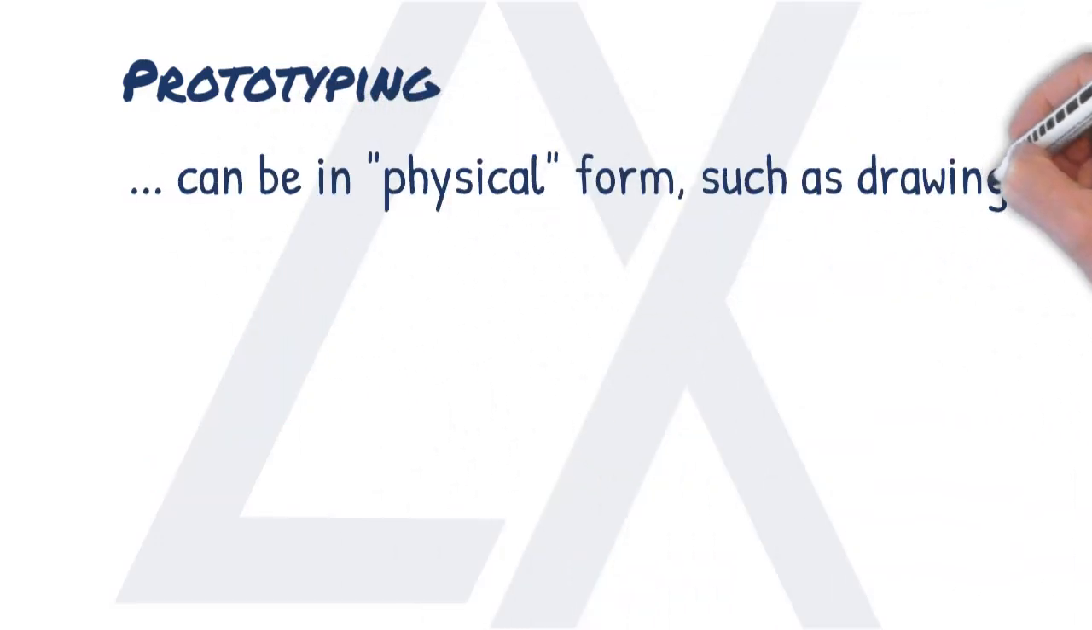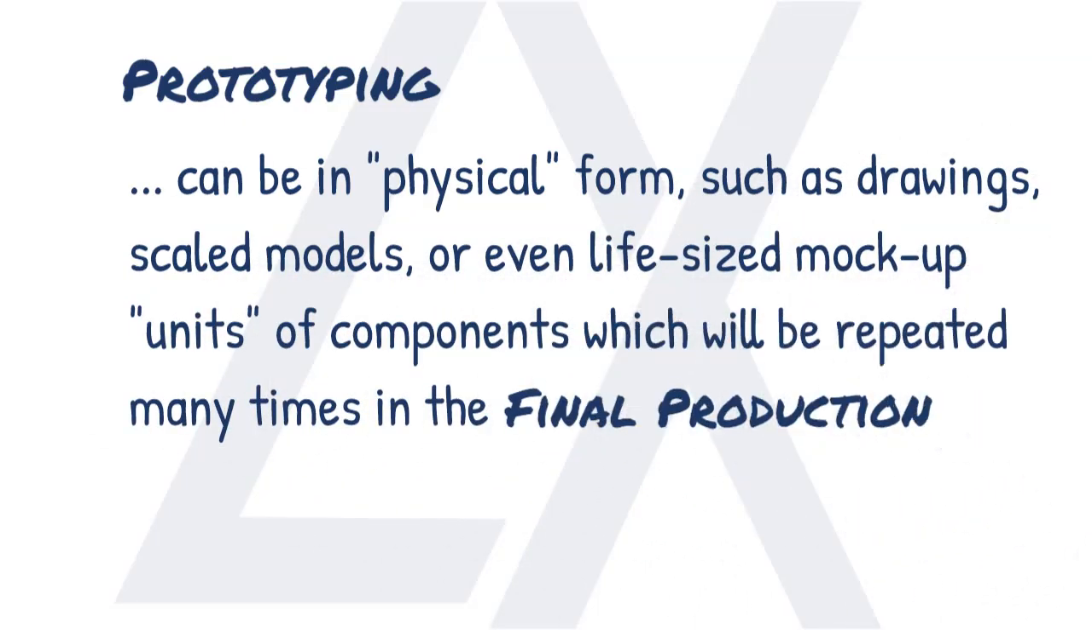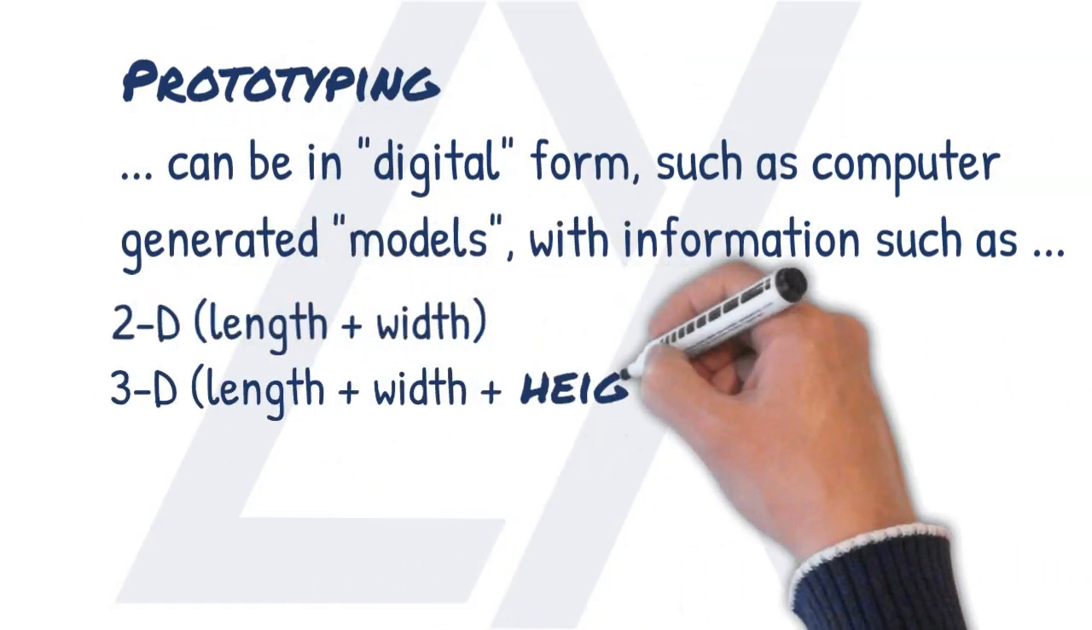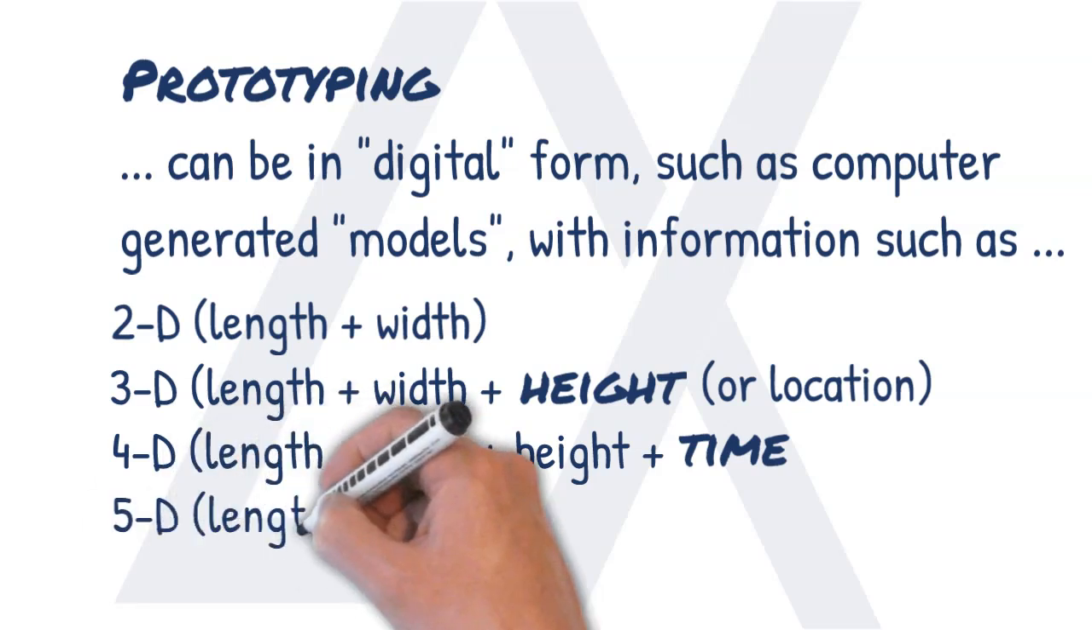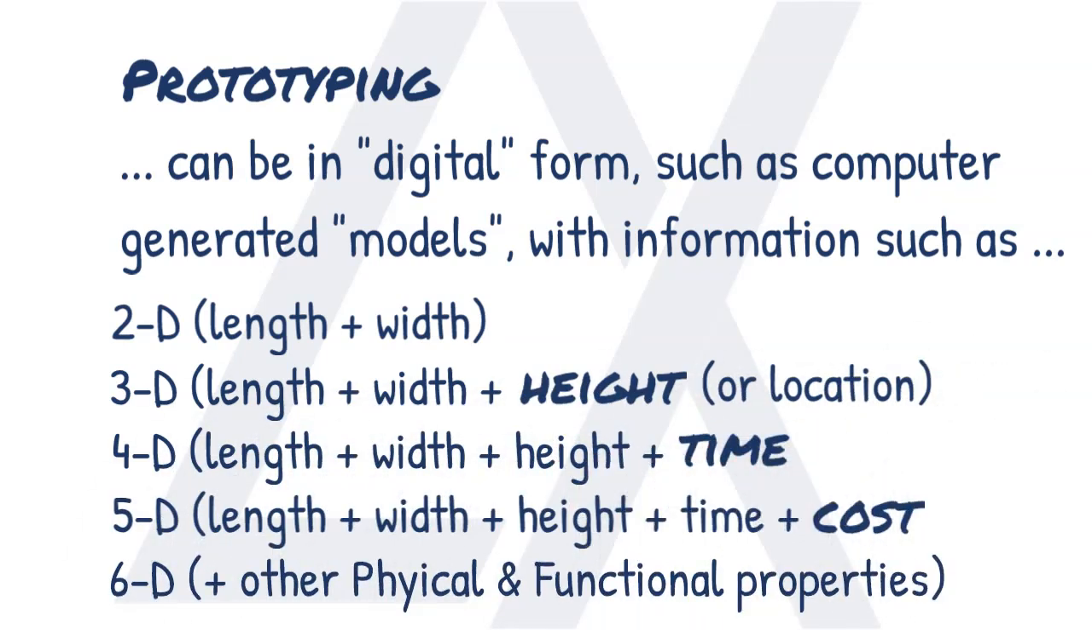It can be in physical form, such as drawings, scaled models, or even life-sized mock-up units of components which will be repeated many times. It can be in digital form, such as computer-generated models, with information about physical or functional properties like size, cost, time, or other performance data.